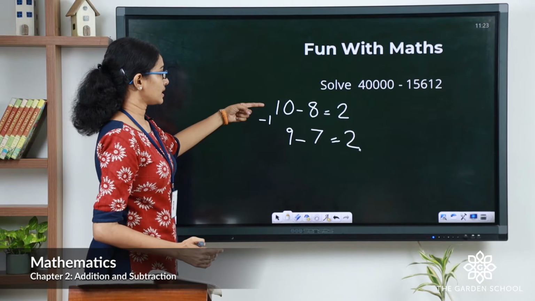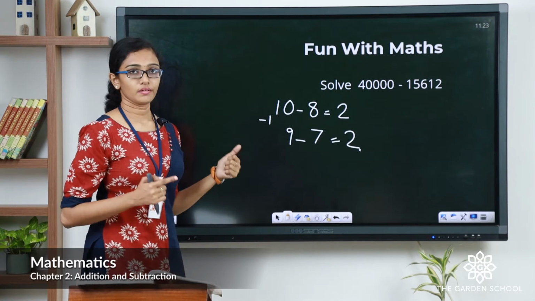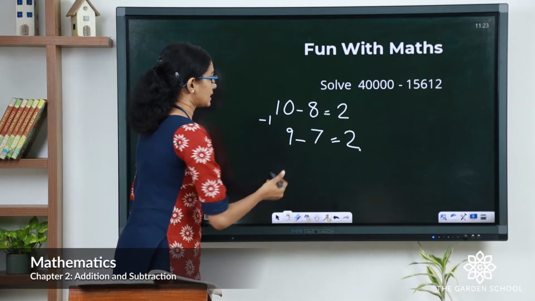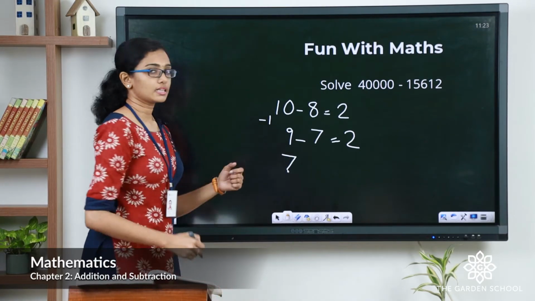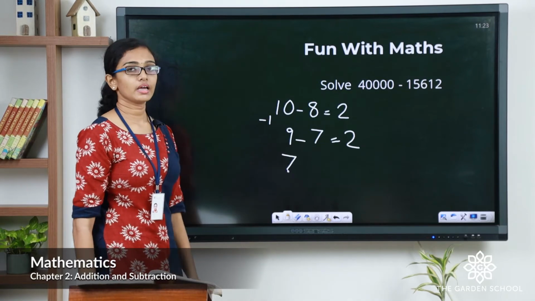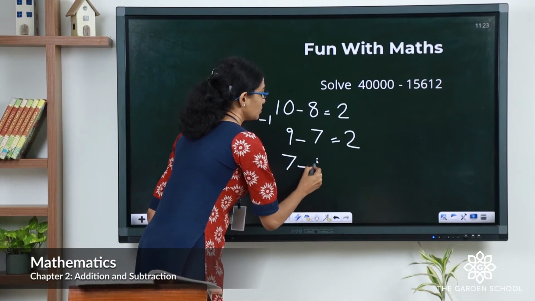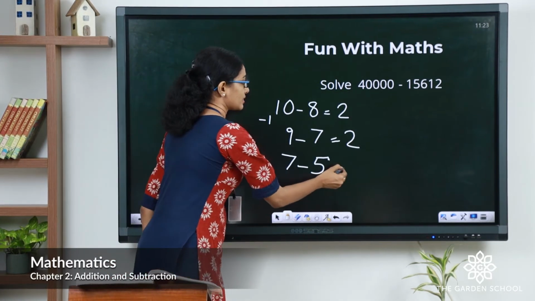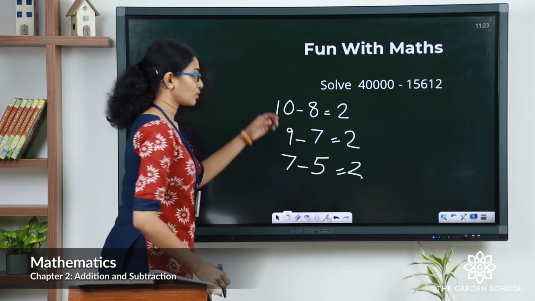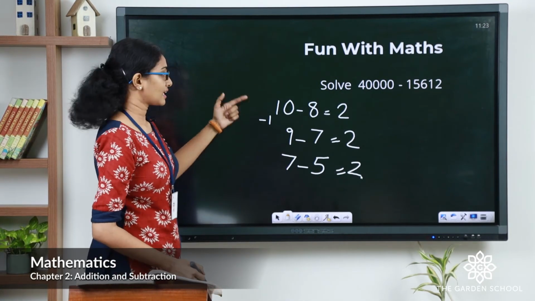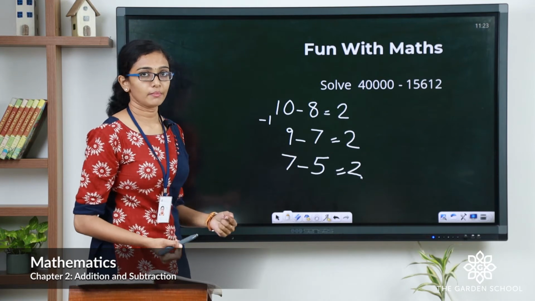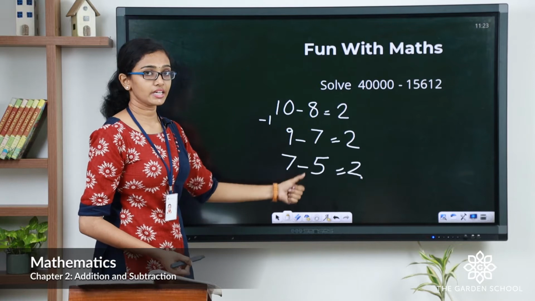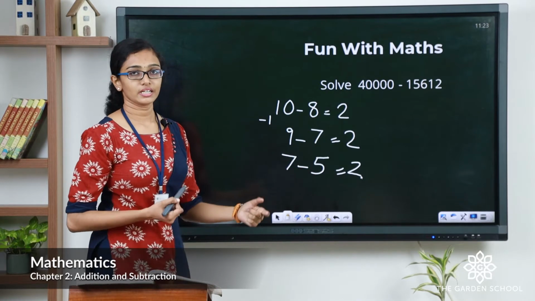Again, 10, I had subtracted 1 from 10. Now what if I subtract 3 from 10? Subtracting 3 from 10 will give you 7. The same 3 I am subtracting from 8. So that gives you 5. What is the difference now? 7 minus 5? That is also 2. So did you understand that subtracting the same number from both the minuend and the subtrahend will not make any change to the answer or the difference?